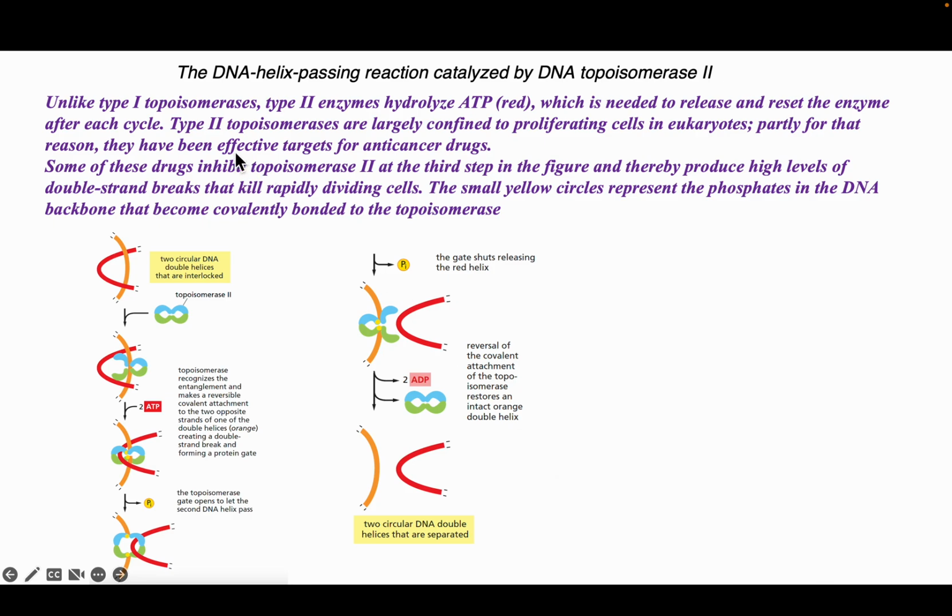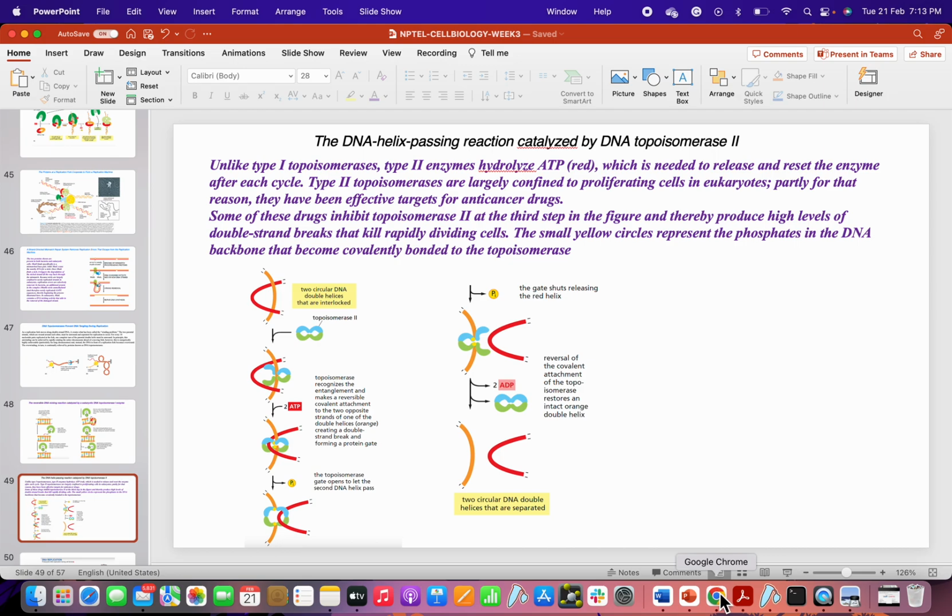Now the DNA helix passing reaction catalyzed by DNA topoisomerase 2. Unlike type 1 topoisomerase, type 2 enzymes hydrolyze ATP, which is needed to release and reset the enzyme after each cycle. Type 2 topoisomerases are largely confined to proliferating cells in eukaryotes. Partly for that reason, they have been effective targets for anti-cancer drugs. Some of these drugs inhibit topoisomerase 2 at the third step.